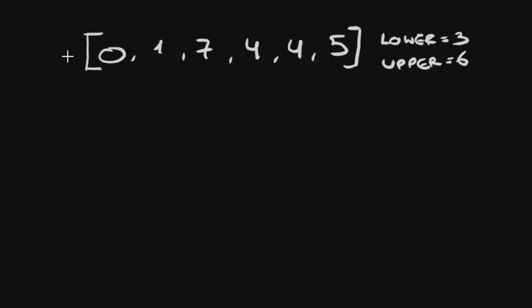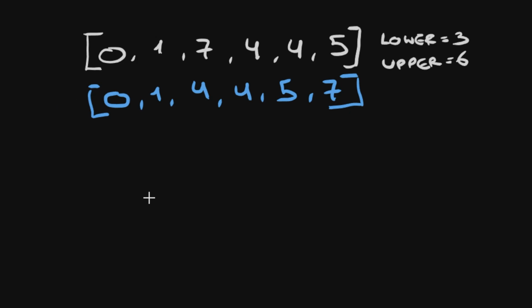Now let's say initially we have this array and lower is 3 and upper is 6. The first step would be to sort this array, so this would be the sorted array. First we'll create two variables which we will call bounds: a low bound and a high bound. To get the low bound, we'll take the lower value, which is 3, minus the current value, which is 0. So now the low bound is 3.